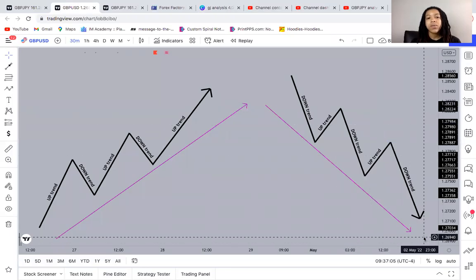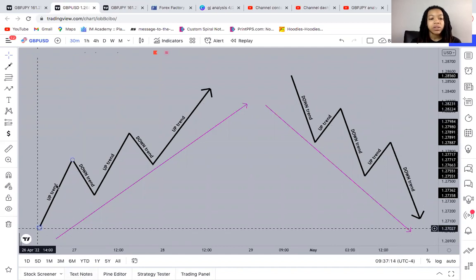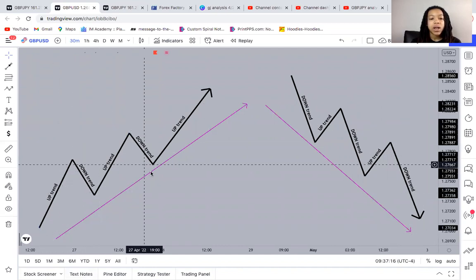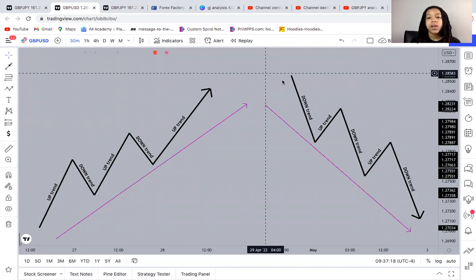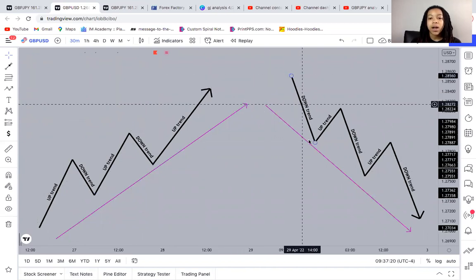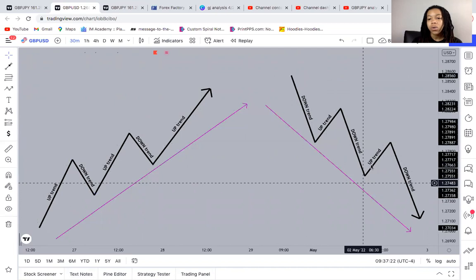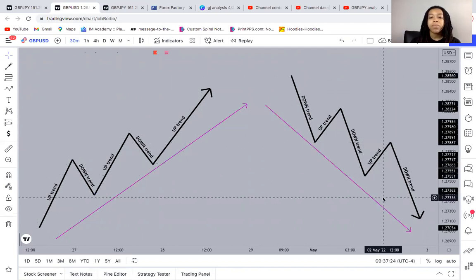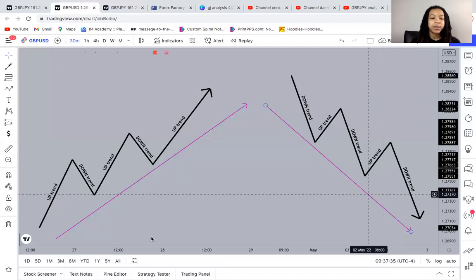Okay, so now that we understand market structure, basic uptrend and downtrend, we know that in an uptrend we have a series of higher highs and higher lows, and in a downtrend we have a high, a low, a lower high, a lower low. But when it comes to structure, inside of each of those moves the market is going to be making a different trend. So let's take our uptrend and break that down a little bit.